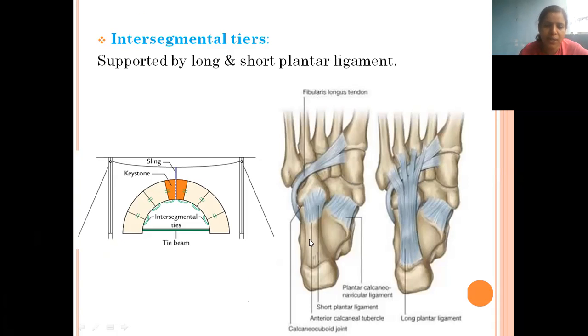So what are these ligaments we have? We have long and short plantar ligaments. This is the long one, which is connecting the calcaneum to the bases of the metatarsals. This is the long plantar ligament. Small short plantar ligaments are seen, which are connecting small bones in between. Between the cuneiforms, and between the cuboid and calcaneus, you have short plantar ligaments.